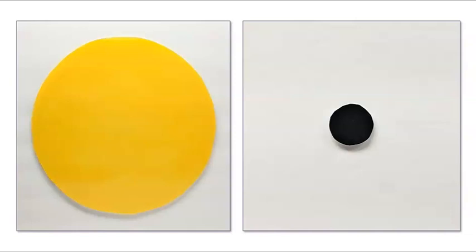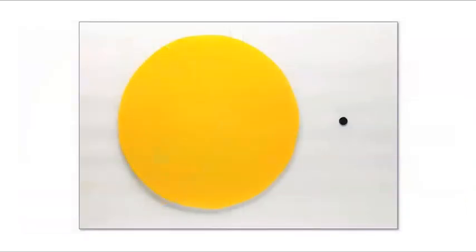I have an idea. Let's use different size paper cutouts to learn more about the relationship between the sun, earth, and the moon. One of these cutouts represents the sun. The other cutout represents the moon. Which cutout do you think represents the sun? Did you say this larger cutout represents the sun? That's right. So this smaller cutout represents the moon.